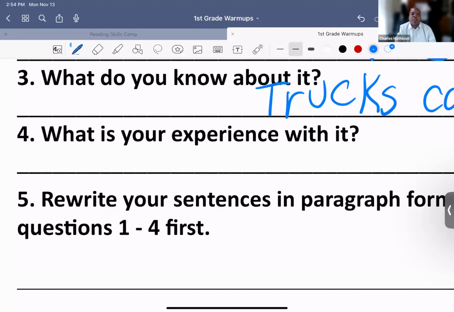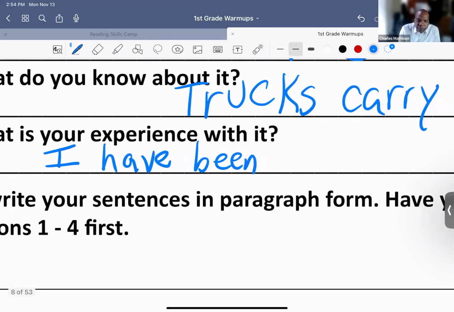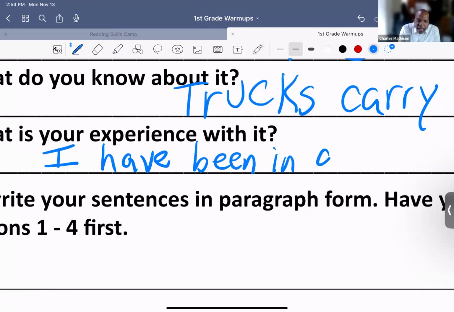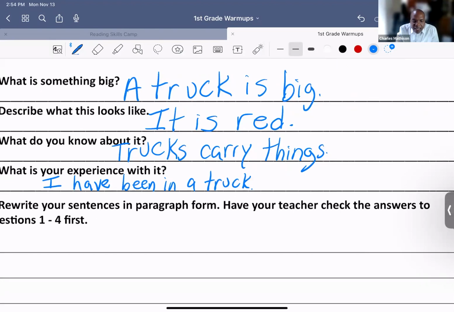So, what is your experience with a truck? So, have you been inside of a truck? Have you seen a truck? Do you know somebody that has a truck? I'm going to say, I have been in a truck. All right. So I have my 4 sentences.